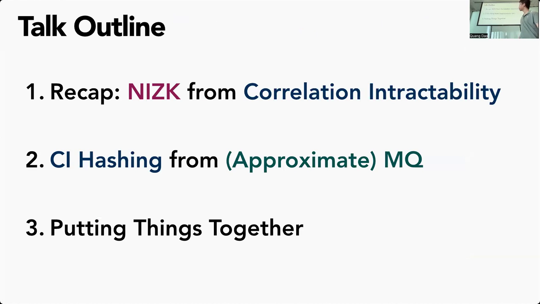So for the rest of the talk, I will first recap how we can build NIZK from this correlation-intractable hashing. And then I will talk about how we build our correlation-intractable hash and how we prove its security from these approximate MQ assumptions. And finally, I'll talk about how we put things together.